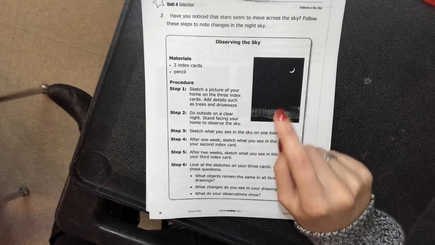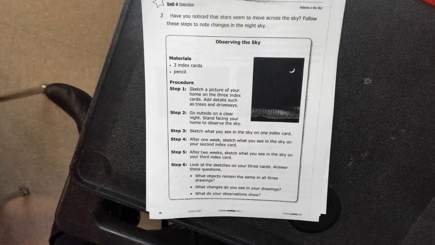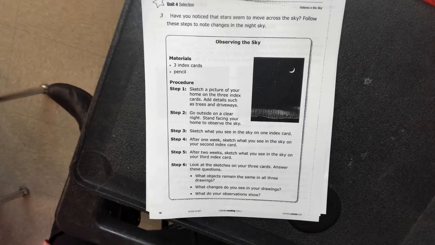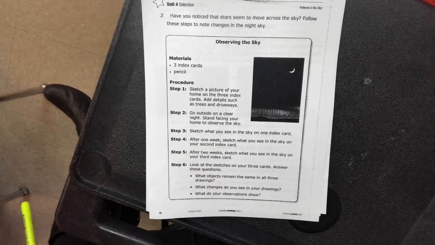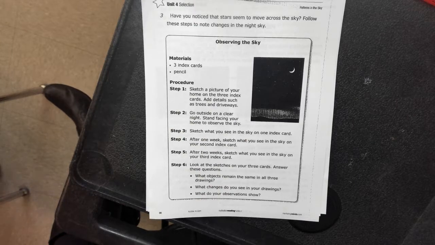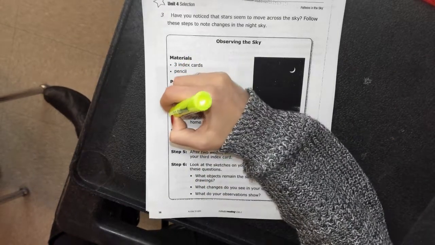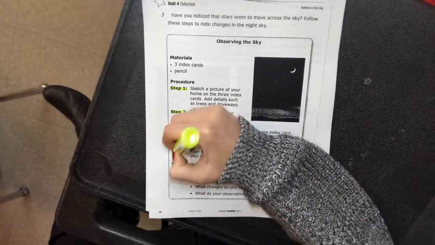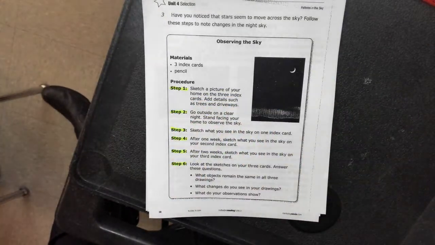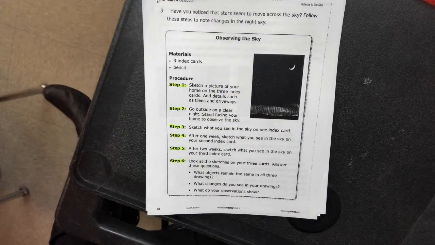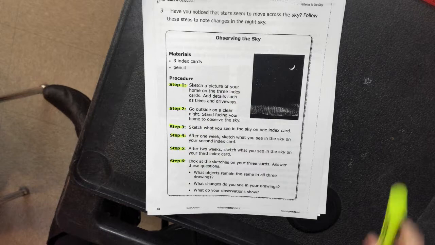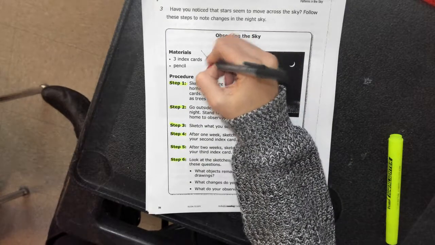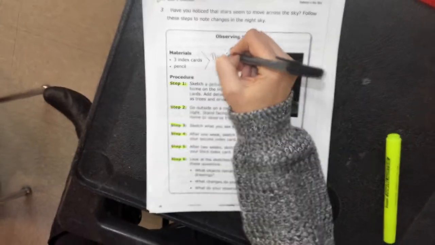So, the title of our steps is Observing the Sky. And then steps. It means you're going in order, correct? So each one of these steps is going in order. You have step 1, step 2, step 3, step 4, step 5, and step 6. When it says materials, what do you think that means? Diego. Objects that we need. Things that you will need, correct. So those are things that I will need.